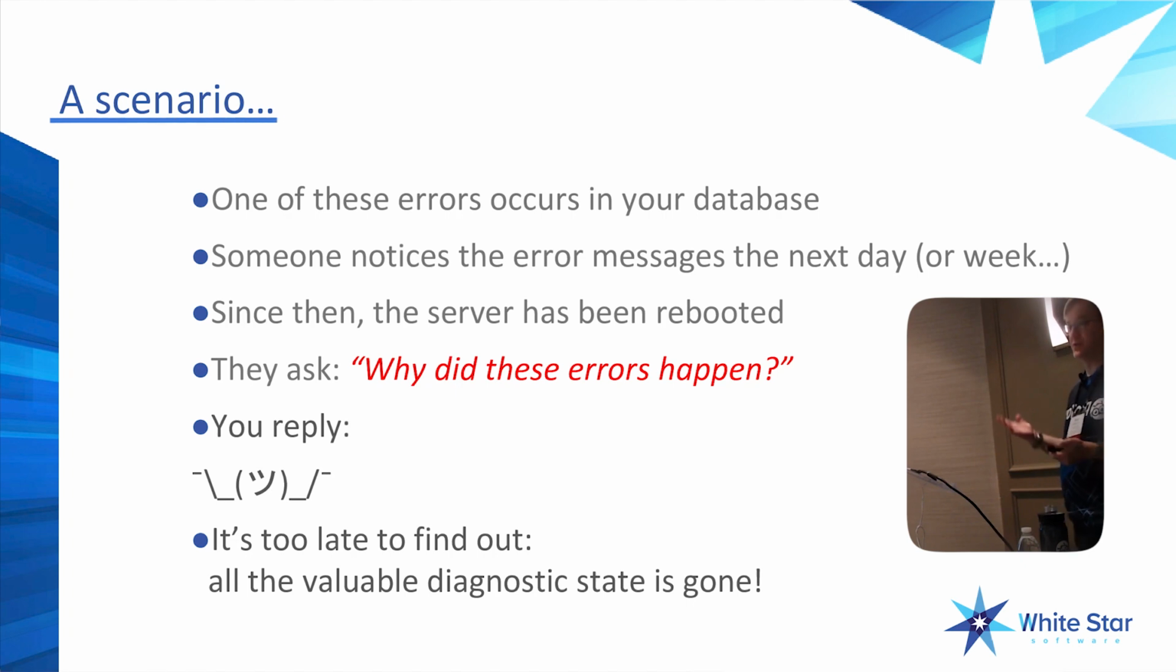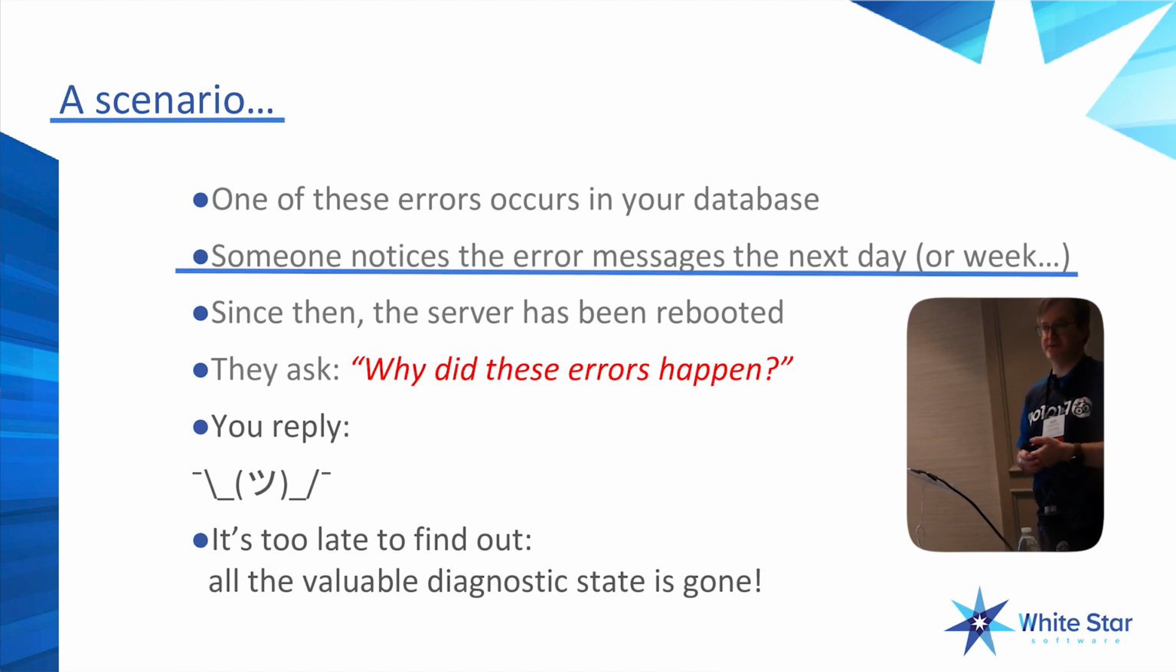So, here's a scenario. One of these errors happens in your database, and then at some later point, somebody notices, maybe it's the next day or the next week, and since then, probably things have changed in your system. Maybe the users have disconnected, or the database has been shut down, or the entire server has been rebooted. And then they ask, why did these errors happen? And you say, I don't know.